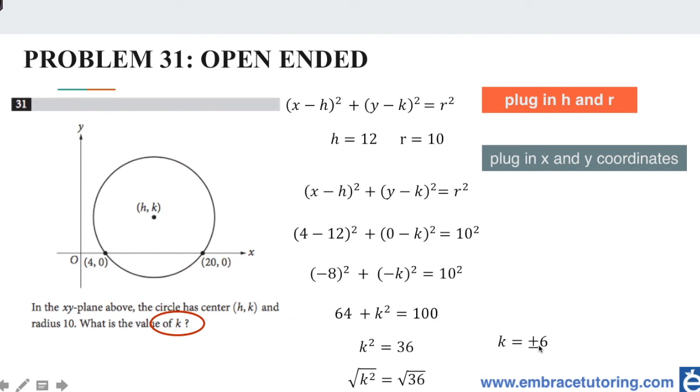I'm going to get k equals plus or minus 6. And remember, because my answer to the open-ended needs to be positive, and because I'm in the first quadrant, as you can see here with my 4 and my 20, my answer is not going to be negative 6. Instead, it's going to be positive 6. So k is going to equal 6 for question number 31.